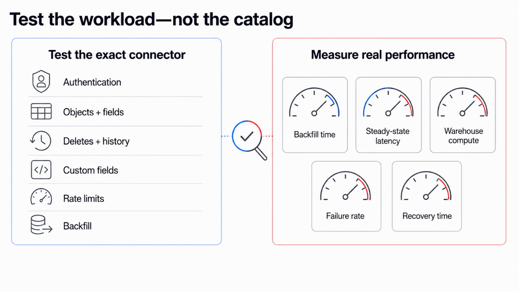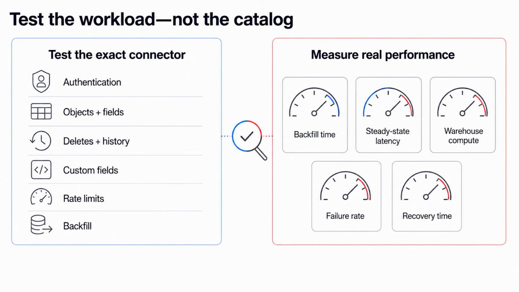What about connector lists and source compatibility? Both vendors publish large connector catalogs, and those catalogs keep changing. Do not choose based on the headline number. Check the exact source, destination, authentication method, objects, fields, sync mode, and API limits required by your workload. One supported connector that handles your edge case is worth more than hundreds you will never use.